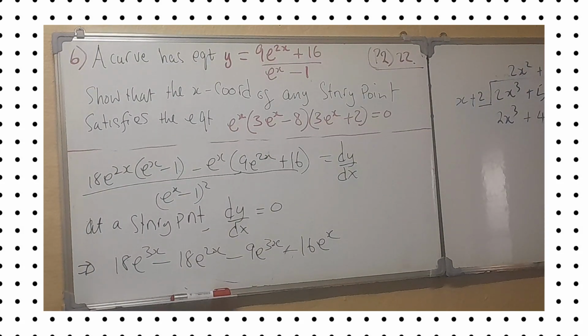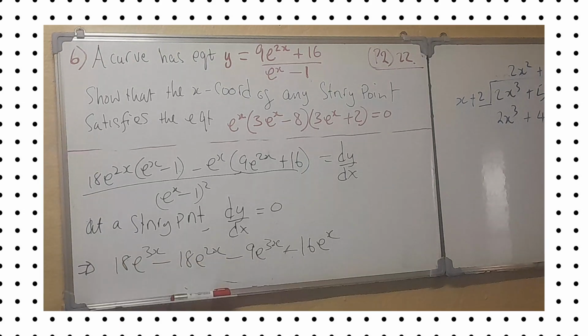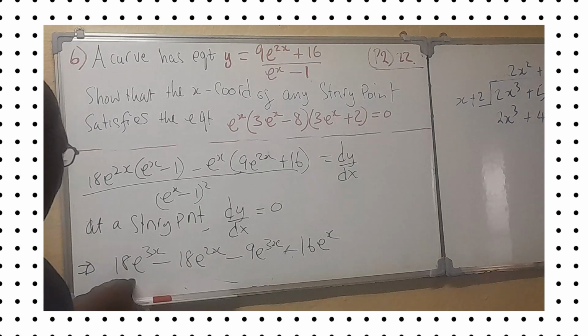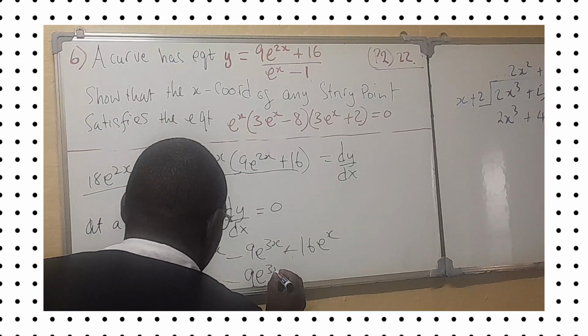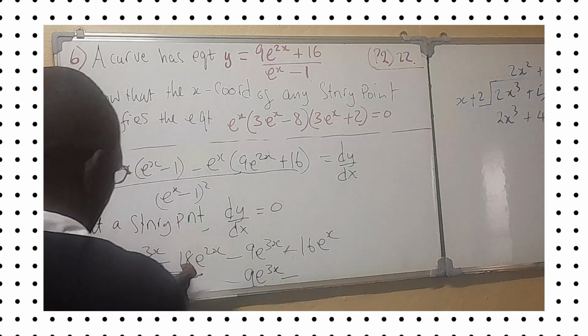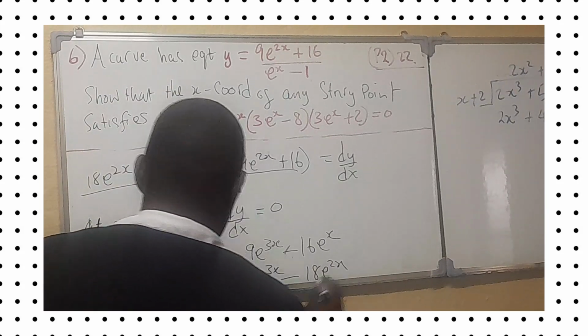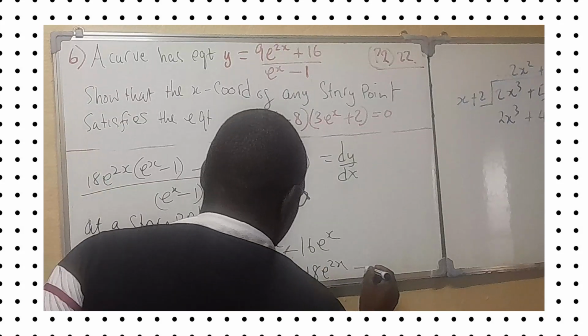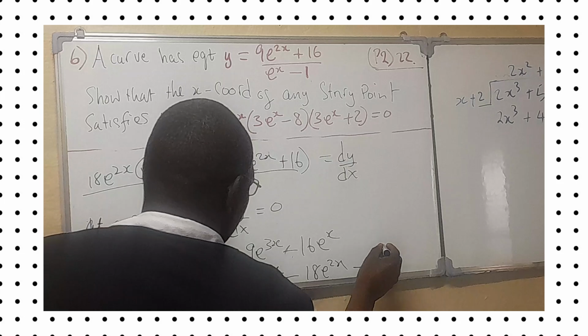It looks like everywhere we can get an e to the power x, so we can factor out our e to the power x. Of course, first of all, before we do that, this and that are similar, so we can write this as 18 minus 9. That gives us 9e to the power 3x minus 18e to the power 2x minus 16e to the power x. Okay, this is where we are now.